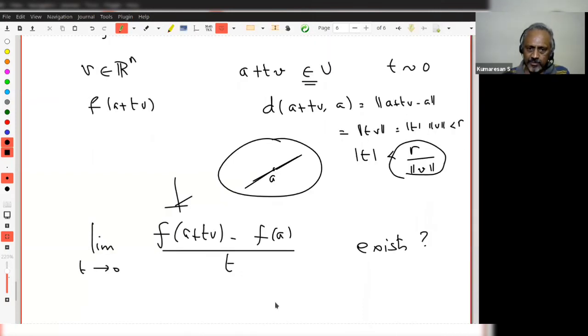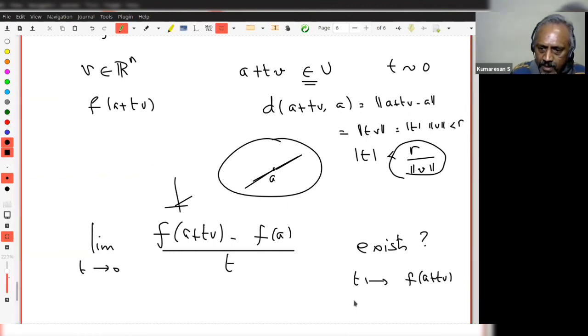You see that now I have made it a one variable function. The function is t going to f of a plus tv. And this t is defined, you call this epsilon, in the interval minus epsilon to plus epsilon to R. This is the function t going to f of a plus tv. See, this is one variable, t is a real number. f of a plus tv is a real number. Therefore, this is like a function from R to R. So I'm reducing the problem to one variable.